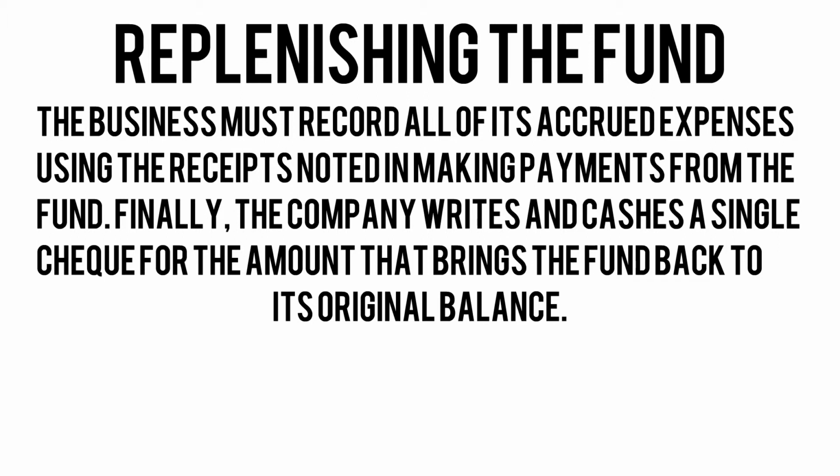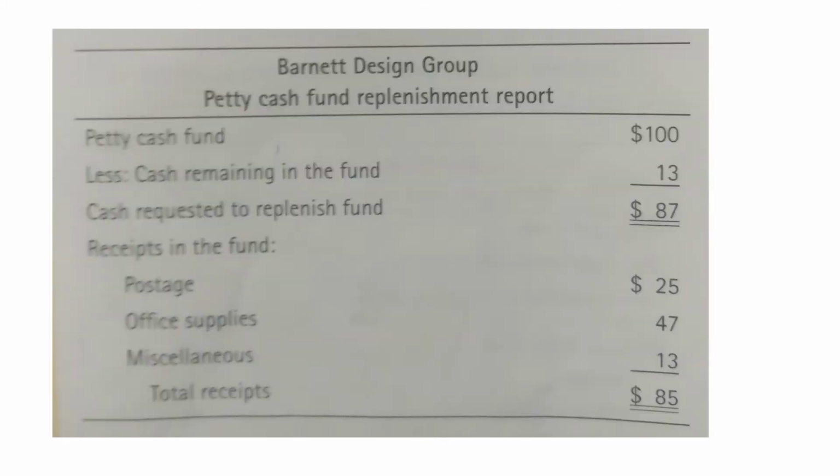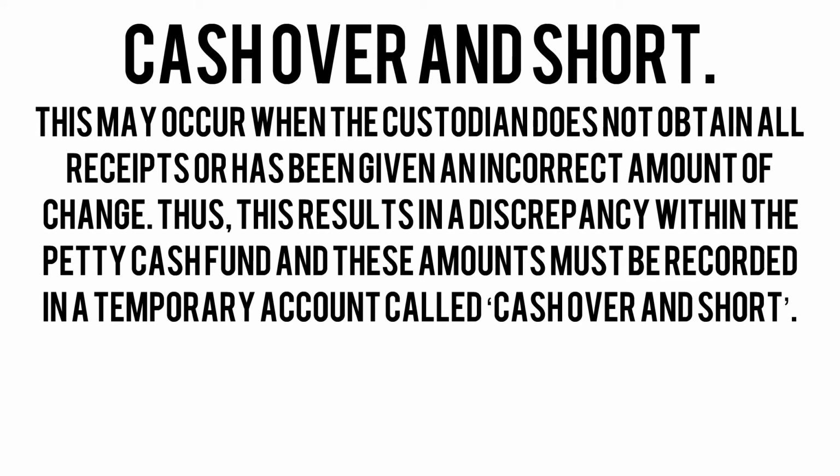So what if the amount needed to replenish the petty cash fund does not equal the total amount of received expenses? So in this hypothetical scenario, the cash requested to replenish the fund is $87, but the total amount of receipts is $85. So this may occur when the custodian does not obtain all receipts or has been given an incorrect amount of change. Thus, this results in a discrepancy within the petty cash fund, and these amounts must be recorded in a temporary account called cash over and short.